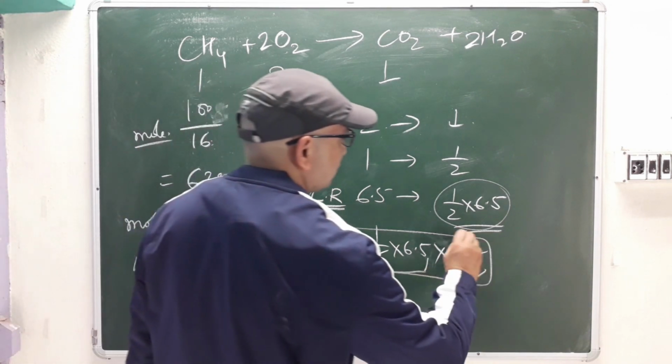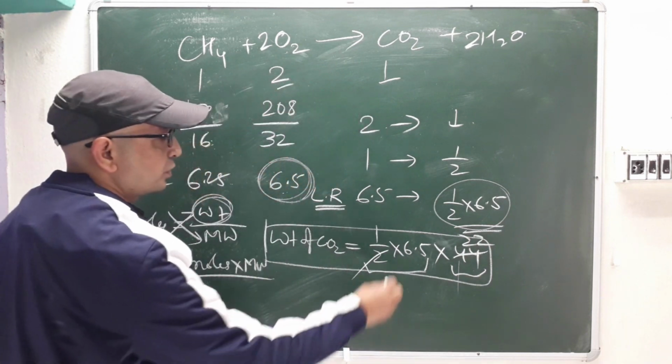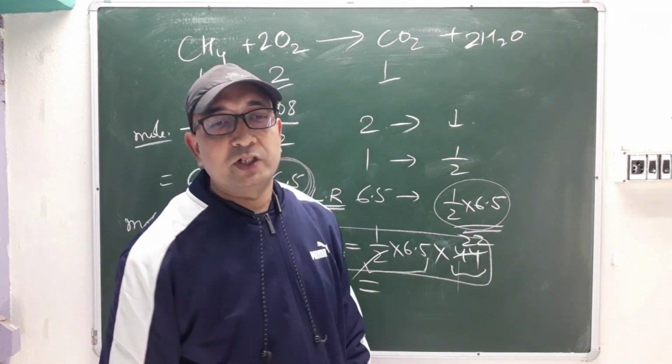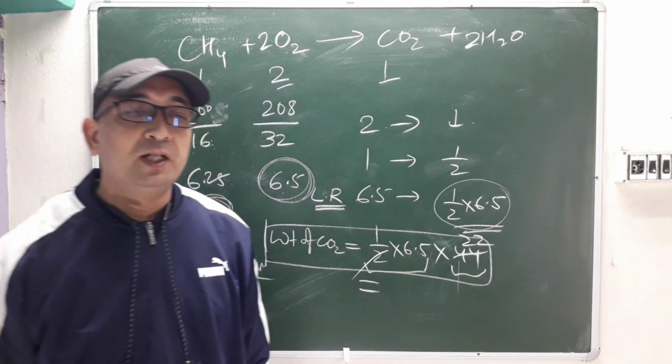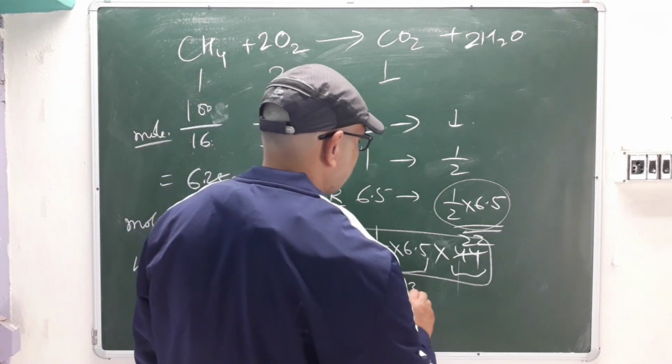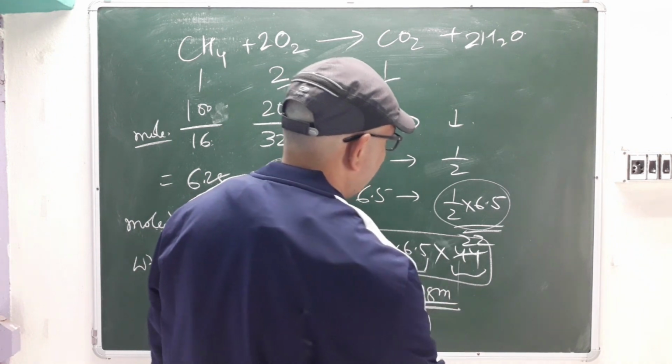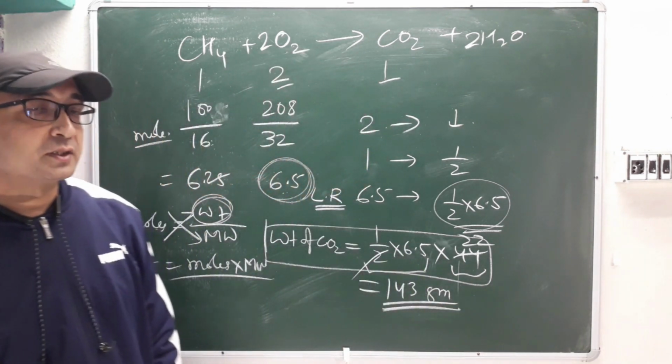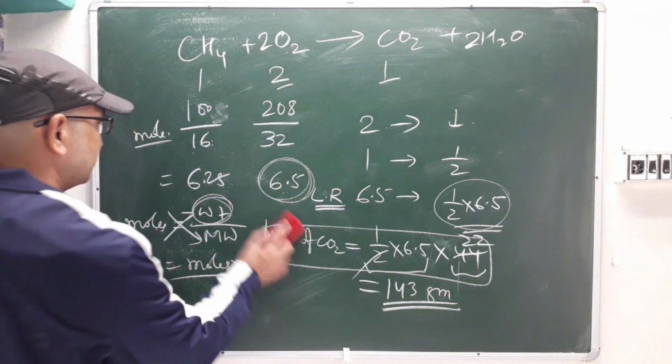Now this will be 22. Now 22 into 6.5, how much is it coming? It will come around 143 gram, because I have already calculated 143 gram, correct? 143 gram of this. So you see the next question by the time I rub the board.